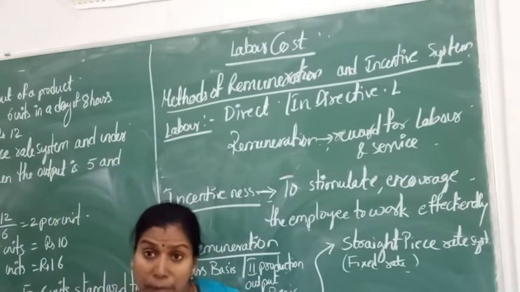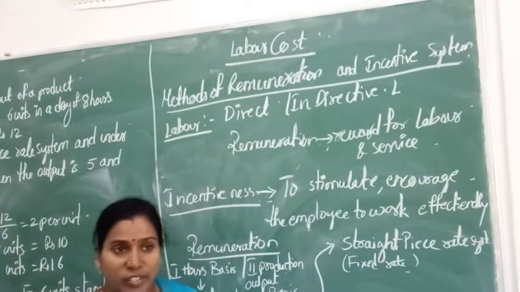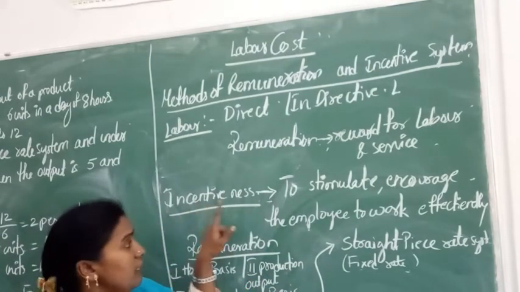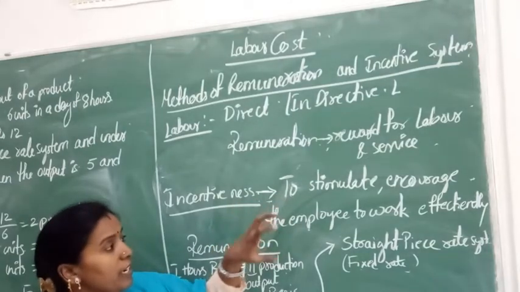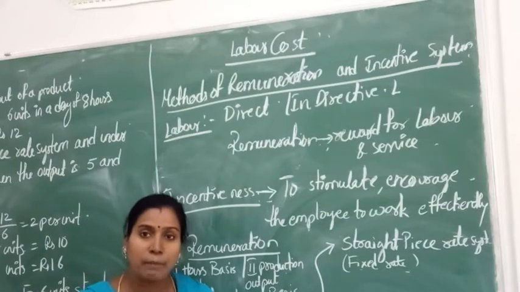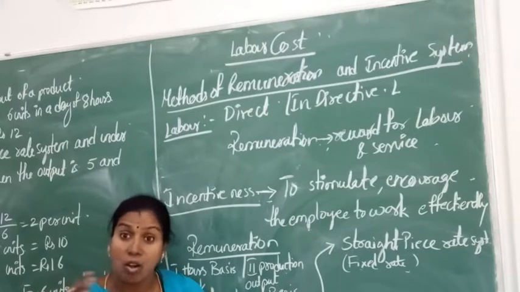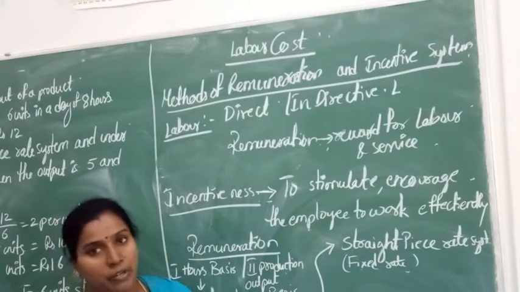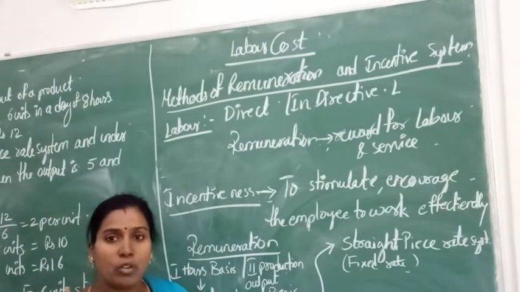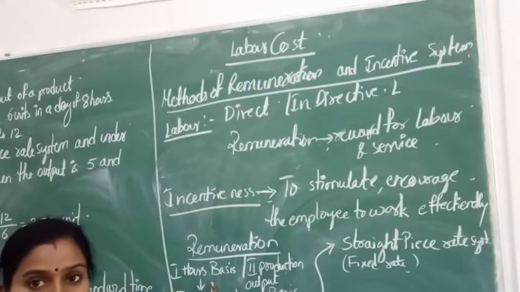This is one part of encouragement for the employee, in order to check the efficiency of a particular labor. So incentiveness means to stimulate or encourage the employee to work effectively or efficiently. The methods of giving bonus or incentive plans to the employee along with the salary or remuneration come under incentiveness. This remuneration is given on the basis of two types. I repeat, this remuneration is given on the basis of two types.